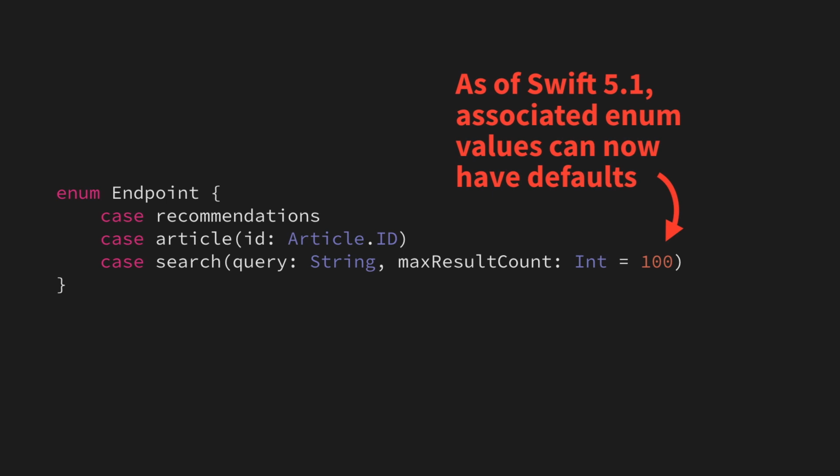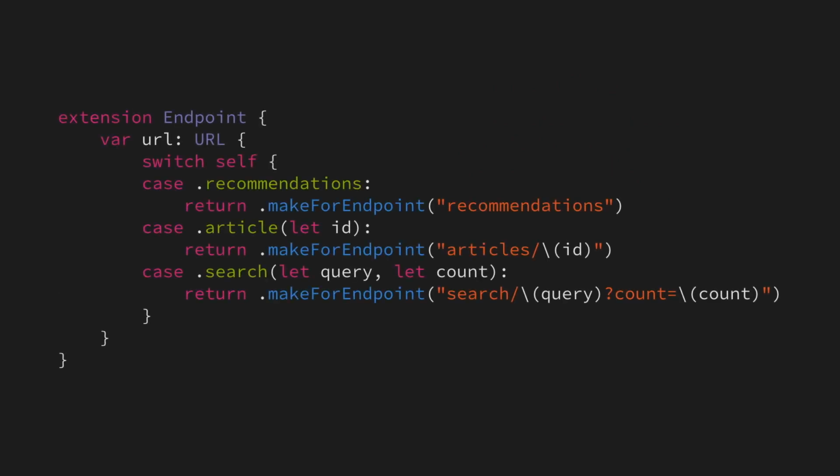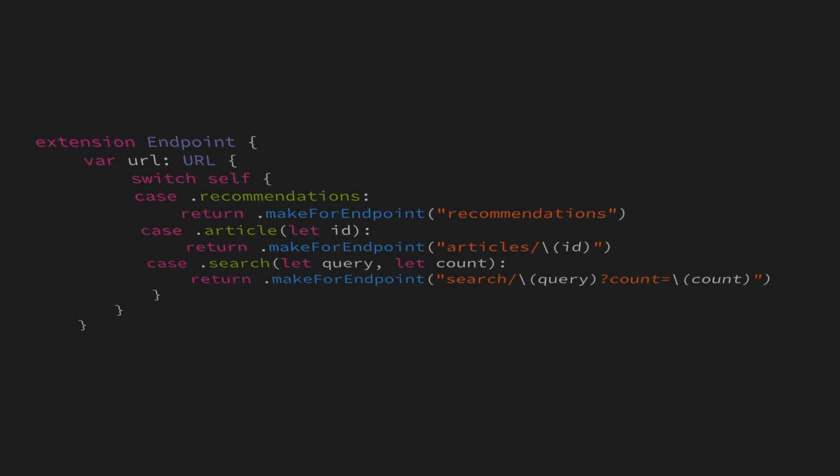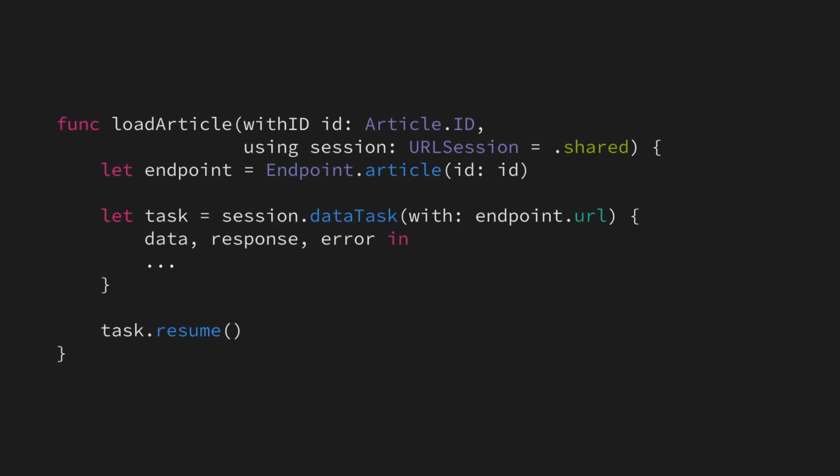Since we've now defined our endpoints using a separate type, we'll also need a way to convert instances of that type into URLs, since we won't be able to pass endpoint values directly to URL session. One way to do that would be to implement a computed property that switches on self and then uses our makeEndpoint method from before to return the correct URL for each endpoint. Now, if we go back to our networking code from before and implement our new endpoint enum, we'll first have to create an instance of it, and then we have to convert it into a URL when calling URL session, like this.